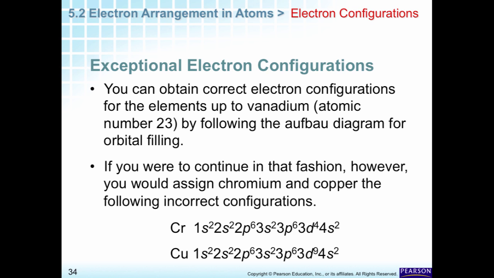If you look at chromium, this is what we would get. It should be, okay, because there's a differential here. Sometimes we see this written as 3d5 because that's half filled, and 4s1. 2 half filled are better than, so I would usually see this written this way.